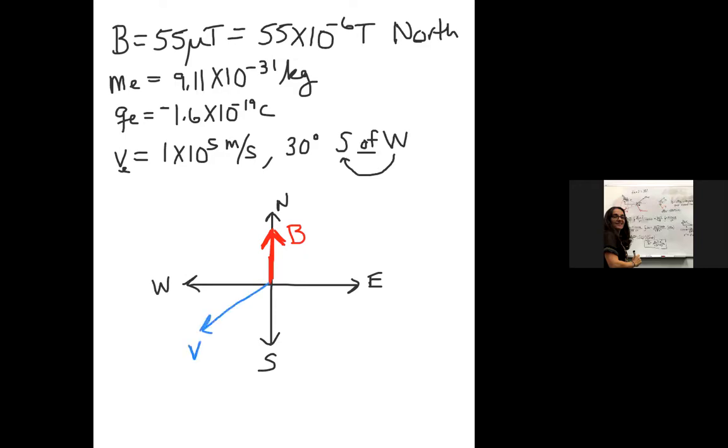That's the velocity. Now I need to figure out where my angle goes. So let's see. It's 30 degrees south of west. So that means start at west, and move 30 degrees south of it. So this angle here is the 30 degrees. So the angle between the velocity and the B field, I've got to go all the way around right here. That's my theta between the velocity and the B field. So theta is going to be the 30 degrees plus 90 degrees. They are at 120 degrees from each other.